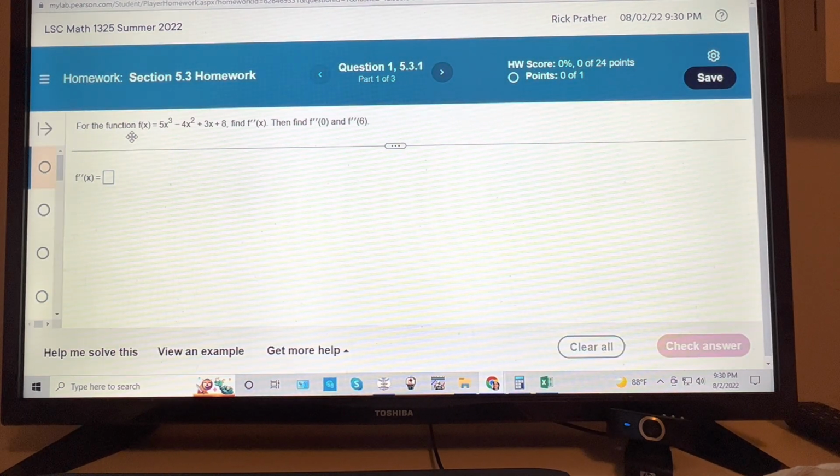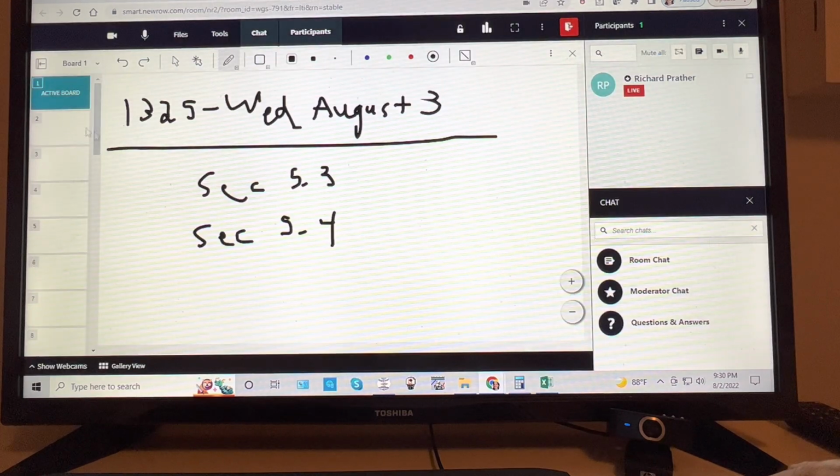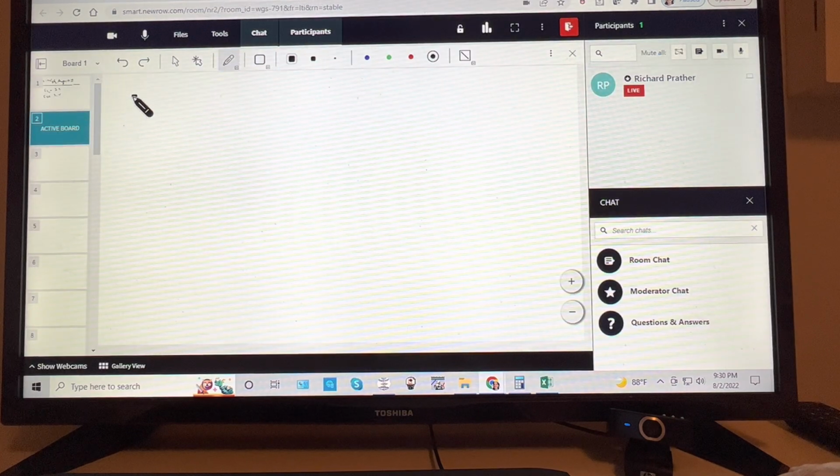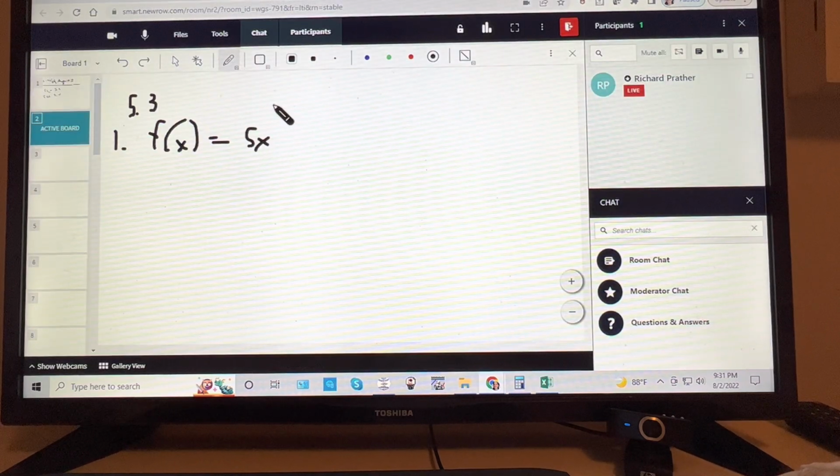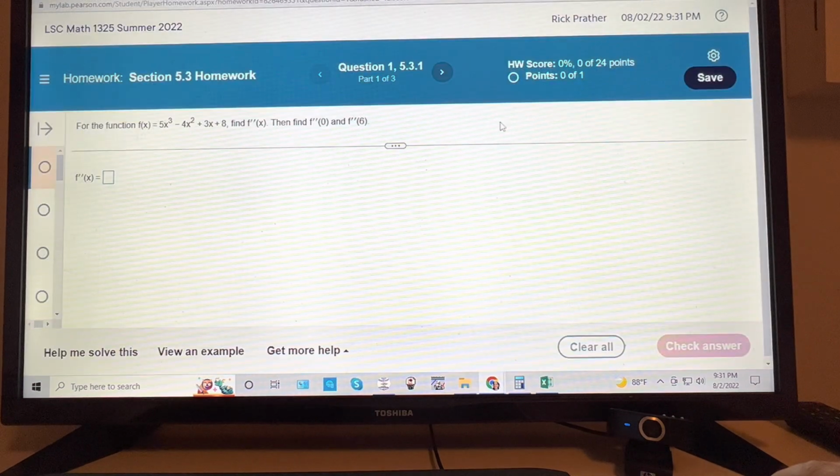Okay, we start off. f of x is 5x to the third minus 4x squared plus 3x plus 8. Find f double prime of x, that's the second derivative, and then find f double prime of 0 and f double prime of 6. So 5.3, problem 1, the original function: 5x cubed minus 4x squared plus 3x plus 8.